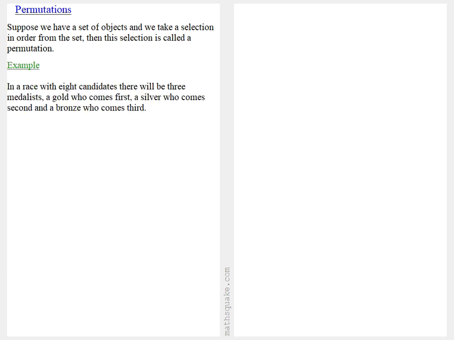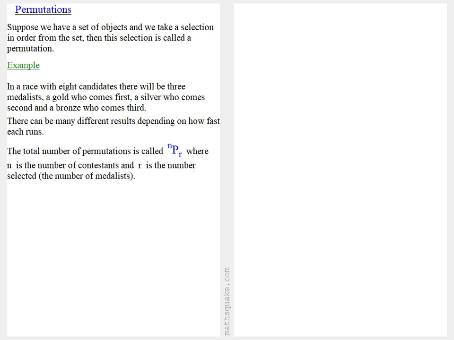In a race with 8 candidates, there will be 3 medalists: a gold who comes first, a silver who comes second, and a bronze who comes third. There can be many different results depending on how fast each competitor runs. Now the total number of permutations is called nPr, where n is the number of contestants and r is the number selected, in this case the number of medalists. So in this case the number of permutations is called 8P3.